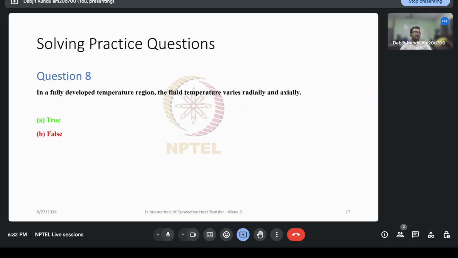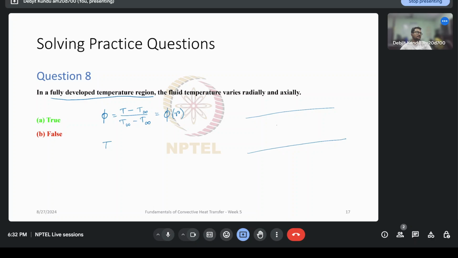Let's take a look at the solution. It's actually true. You might think that this is false, since our idea is that in the fully developed region there must be no changes. But as it turns out, only the non-dimensional temperature does not change, which is phi equal to temperature T minus T infinity divided by T wall minus T infinity. This only varies radially, in fact. So this is only a function of r and not of x. But if we look at temperature alone, that usually varies with the axial direction as well.